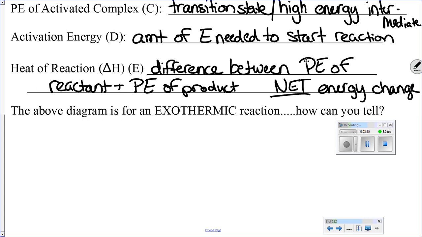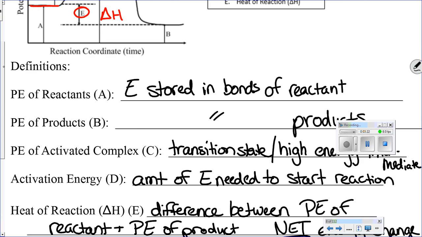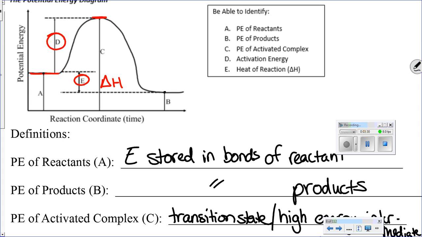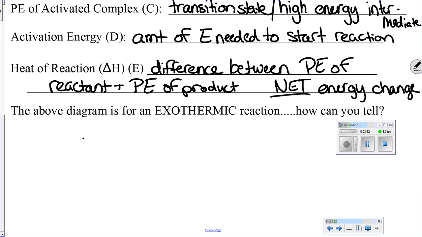Now, if we look at the diagram up here, this is a diagram for an exothermic reaction. And the way that we can tell is we have a certain amount of energy that we start with, and we end at a lower amount of energy. So that means the rest of that energy was given away.